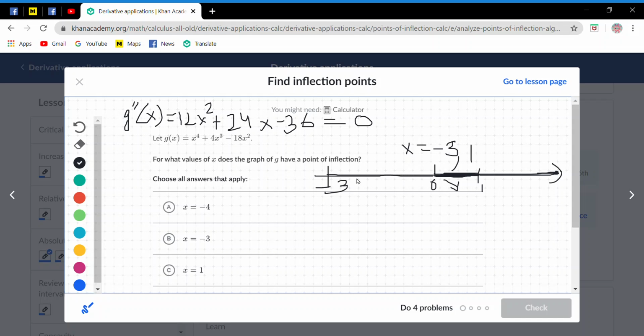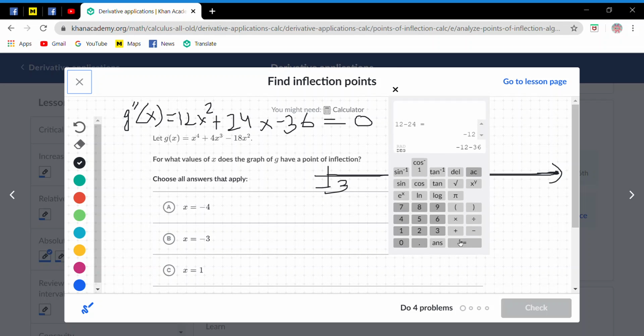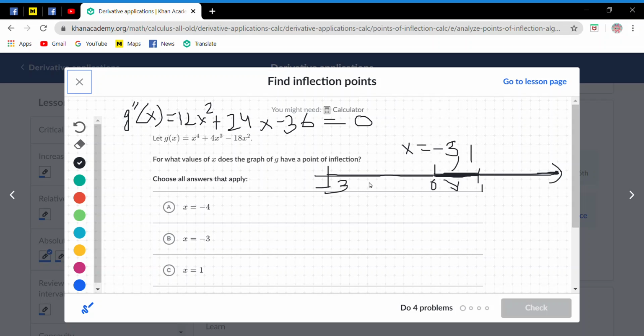From 0 to negative 3, let's pick an easy point, say negative 1. This becomes 12 minus 24 minus 36, so this is negative 48, and it is also negative in this interval. And let's see from negative 3 to infinity. Let's pick a value, say 10.